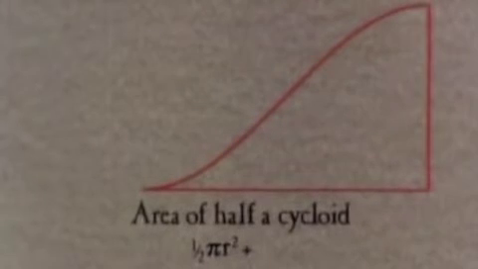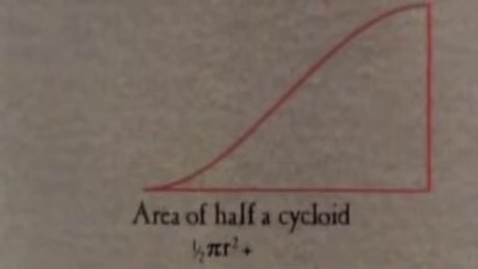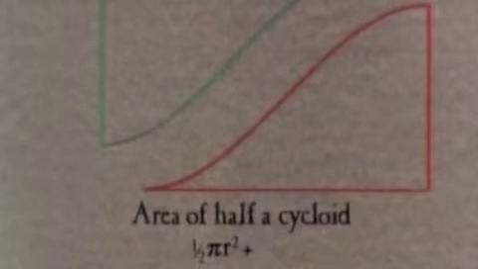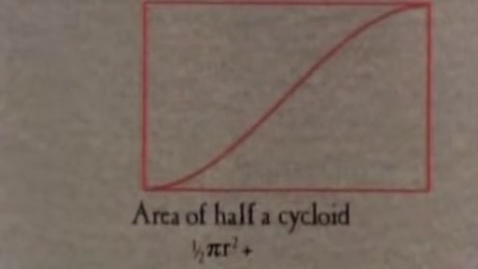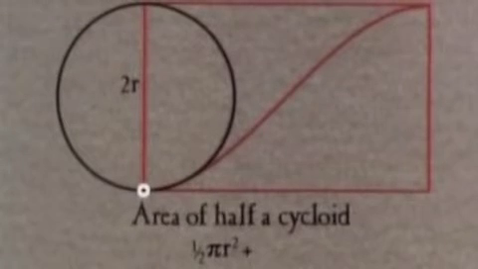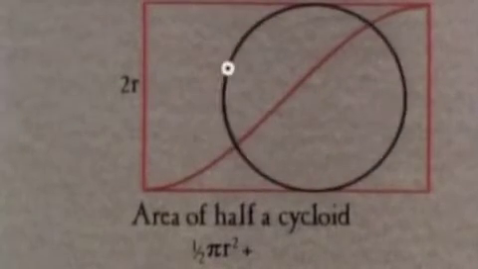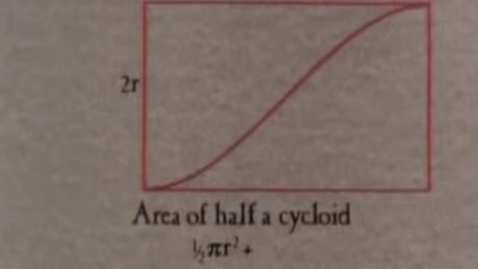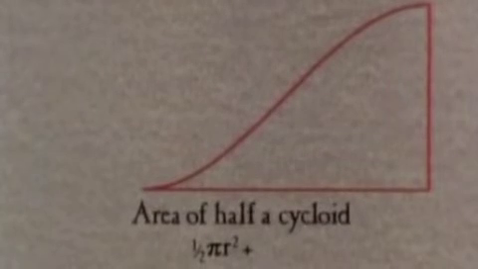Now Roberval has to find this area. By another clever indivisible argument, he shows that if you take a copy of this shape and turn it over, then it fits exactly with the original to form a rectangle. The area of this rectangle is easy to work out. Its height is the diameter of the generating circle, and its width is half the circumference of the circle. So the area of the rectangle is 2 pi r squared. So the area of half of the rectangle is pi r squared.